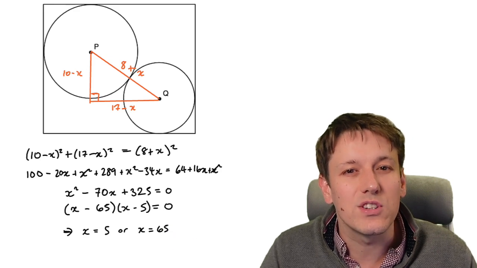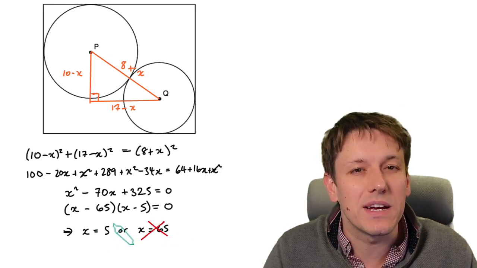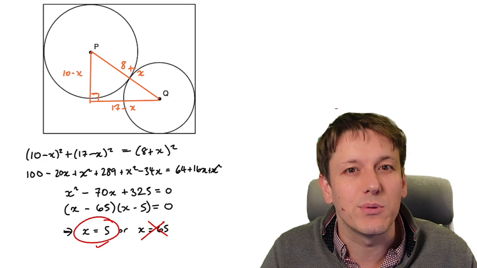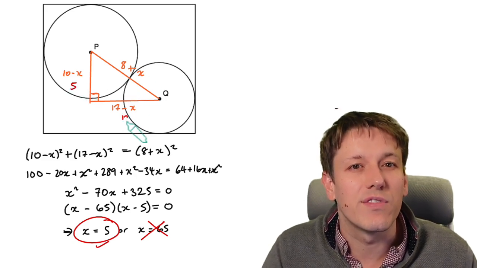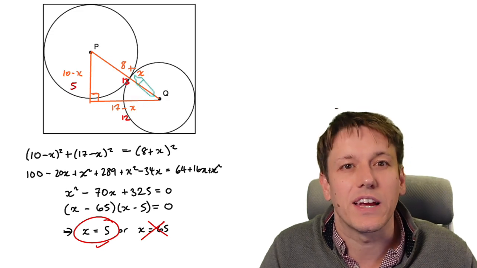But in the context of this question, 65 doesn't make any sense. That would be way bigger than the whole diagram here. So it must be x equals 5. And we can see that makes this orange triangle a 5, 12, 13 triangle, another famous Pythagorean triple.